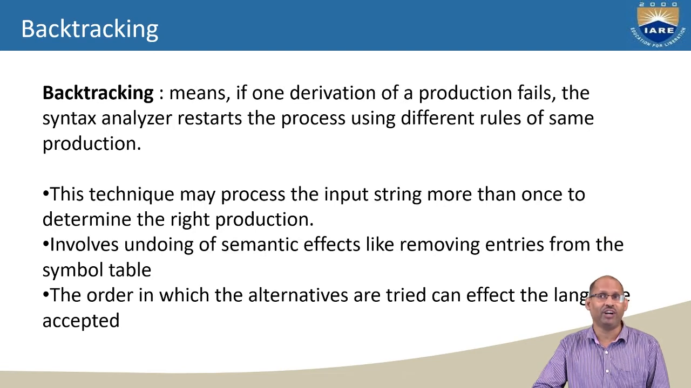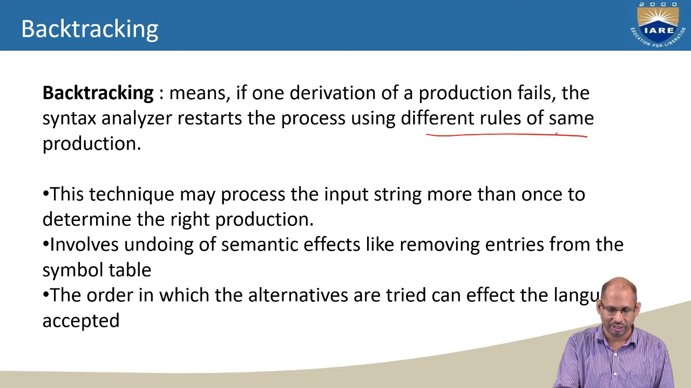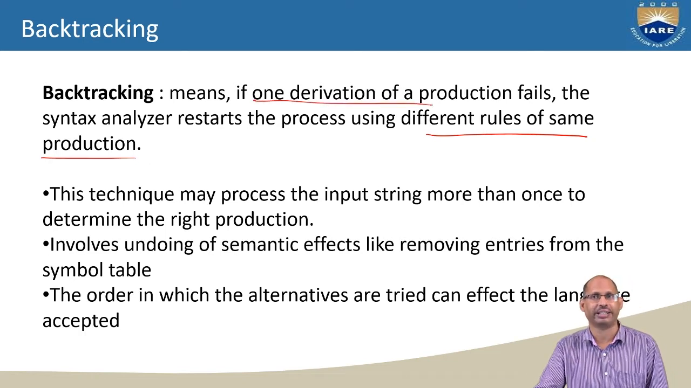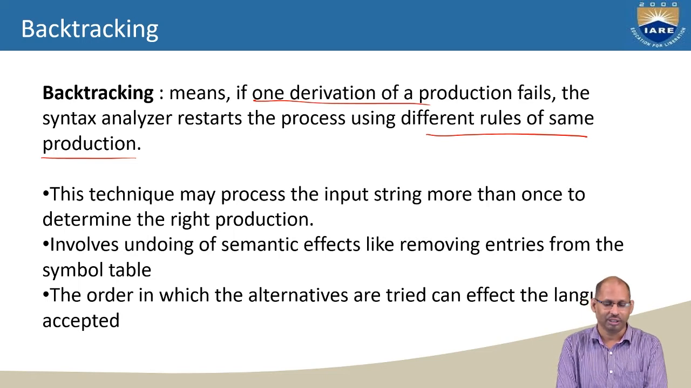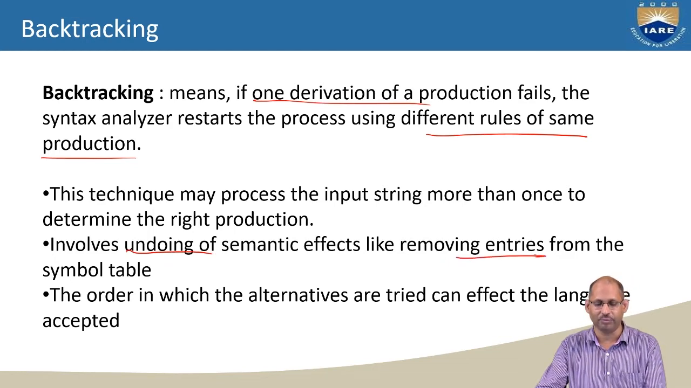So here, if one derivation of the production fails, the syntax analyzer restores the process using a different alternative of the same production, right? Same non-terminal. This is backtracking. This technique may process the input string more than once to determine the right production. It involves undoing the semantic effects, like removing the entry from the symbol table.